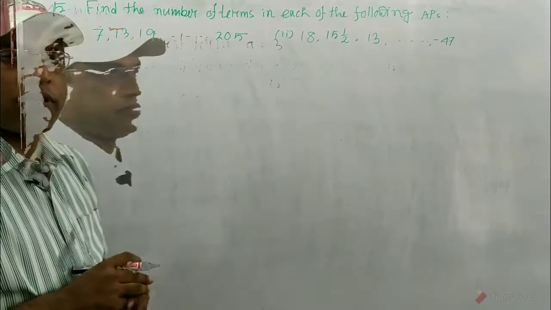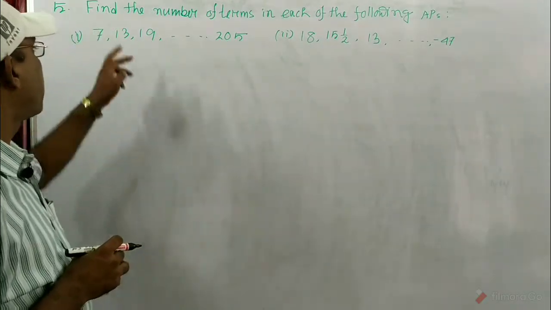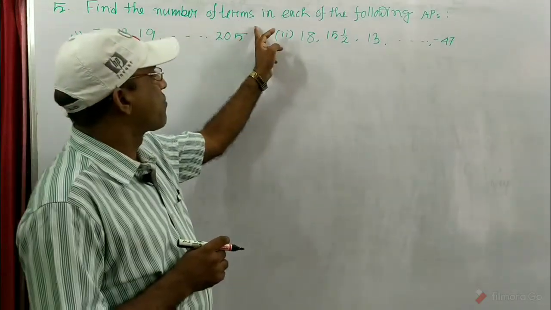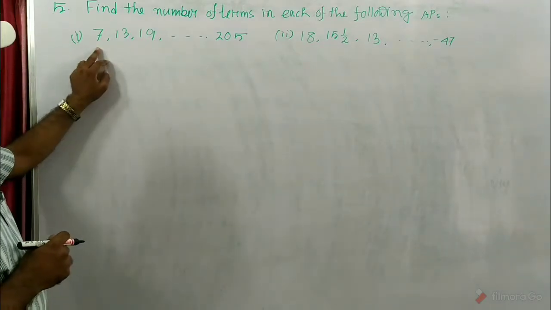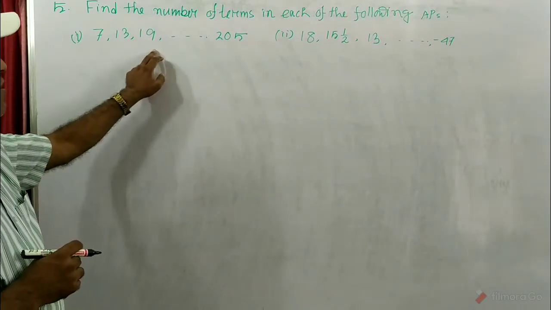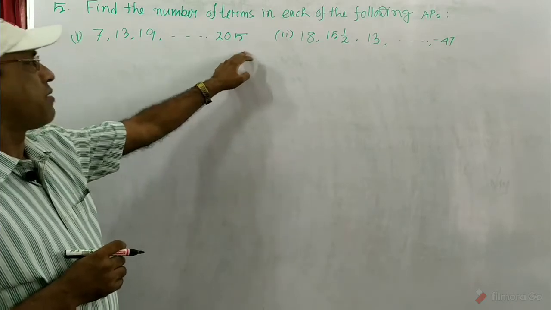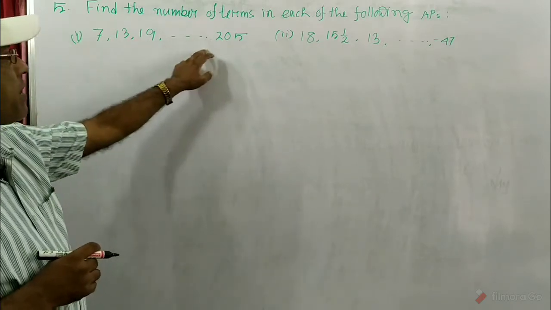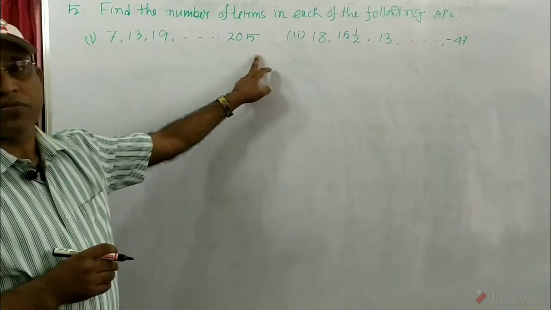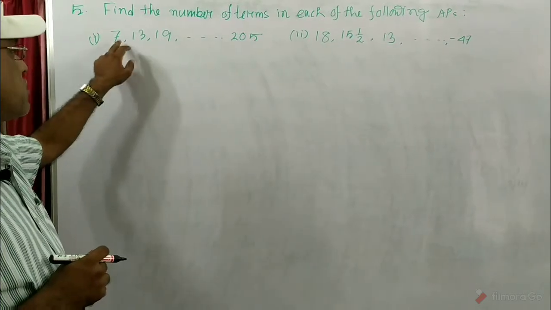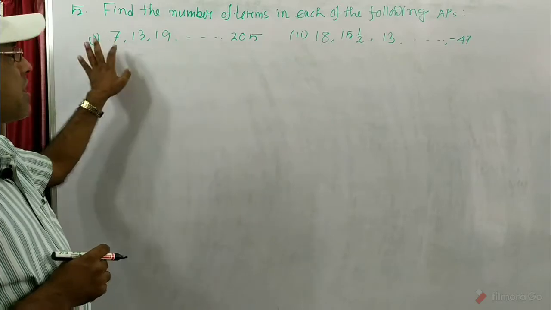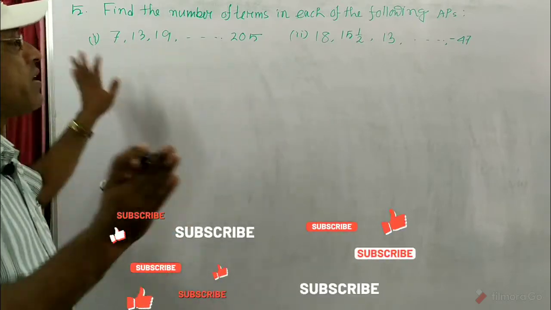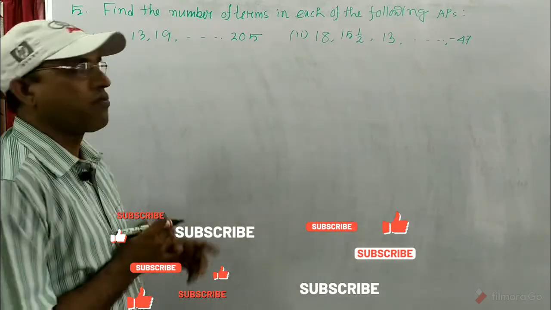Now we consider problem number 5. Find the number of terms in each of the following APs. So this is 7, 13, 19, ... 205 given. The dots mean there are several terms. Here 3 terms are given and the last term is given. How many total terms are there in this AP? We have to find this.